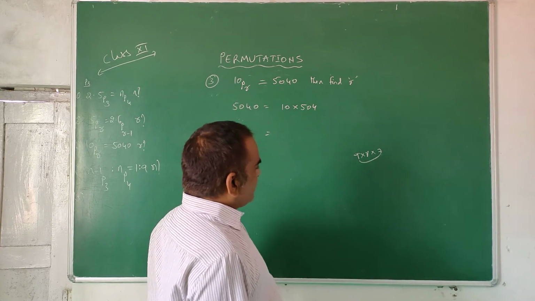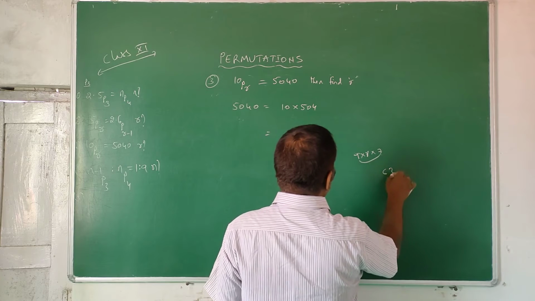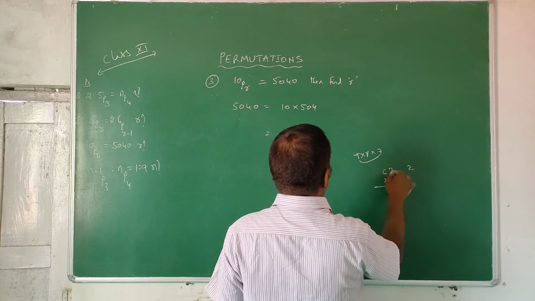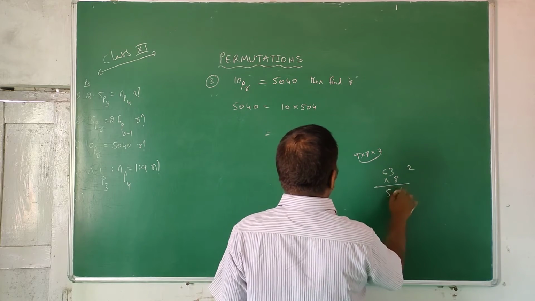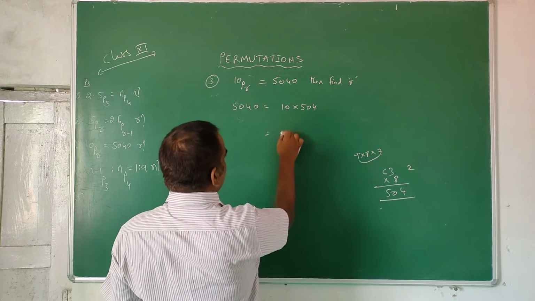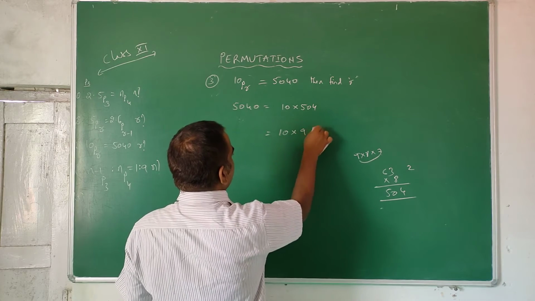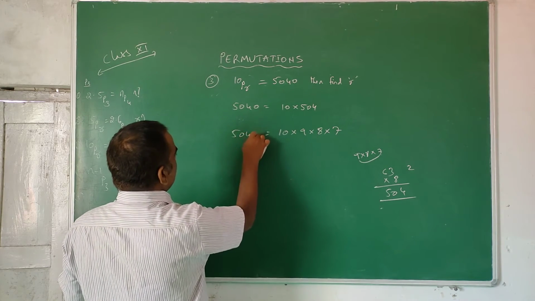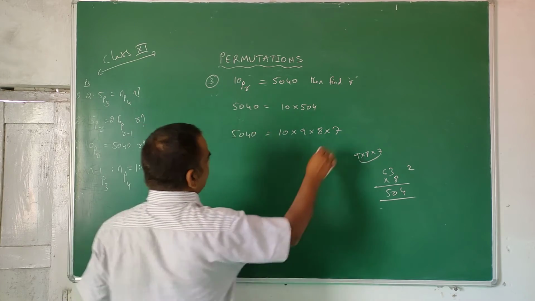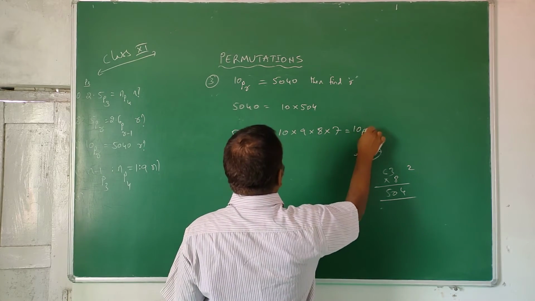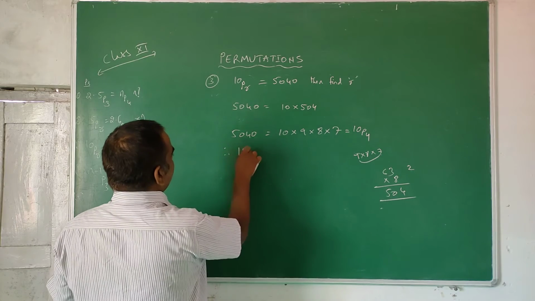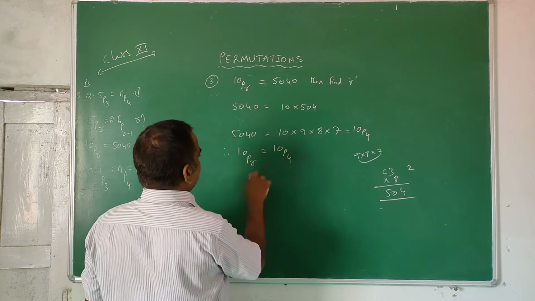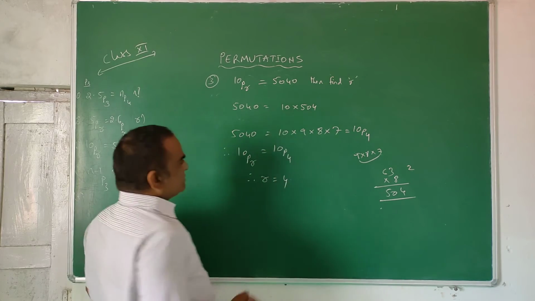So 7 9s are 63. 63 into 8. 8 3s are 24, 8 6s are 48, 8 5s are 40, 504. See, exactly it is matching. So 504 can be written as 9 into 8 into 7. So 5040 is equal to 10 into 9 into 8 into 7, which is nothing but 10p4. Therefore 10pr is equal to 10p4. Therefore r is equal to 4. Understood?